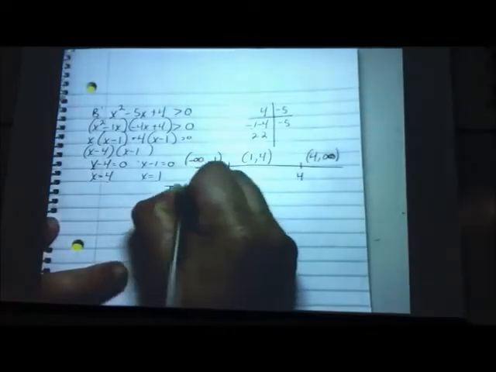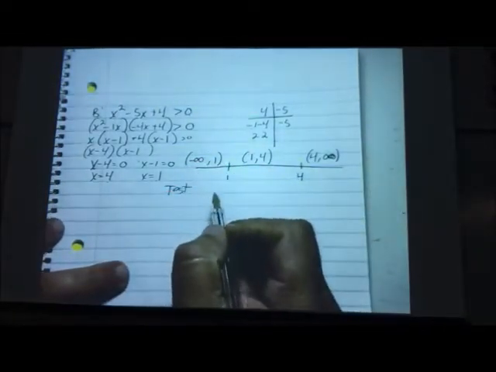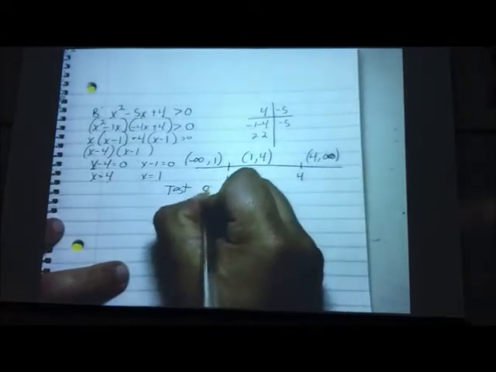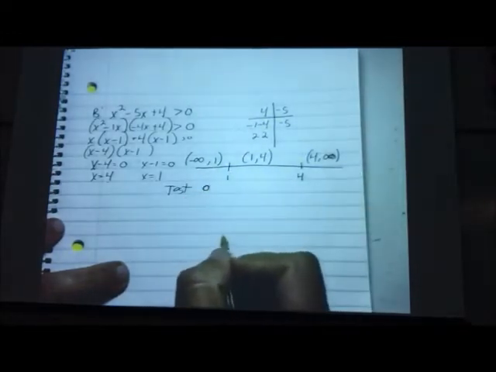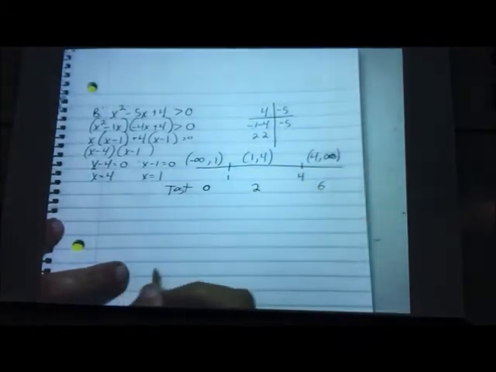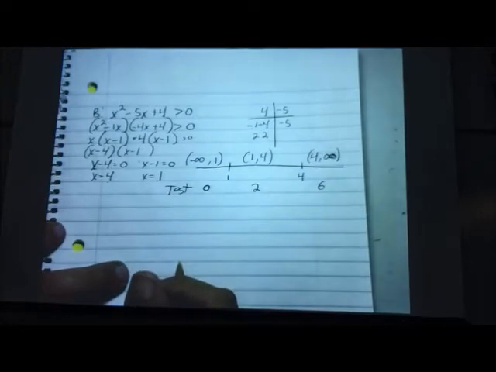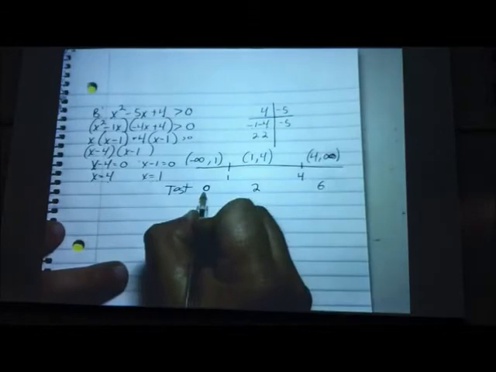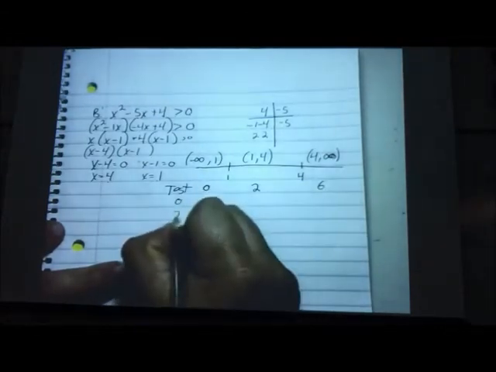Does everybody have their number line? What is the next step once you've already plotted your points? Pick the numbers and run your test. I love using 0 because it just simplifies things so much. Then 2 and 6. I like working with even numbers, so more than likely you'll see me using even numbers when possible. We have a test of 0, we have to test a 2, and we have to test 6.